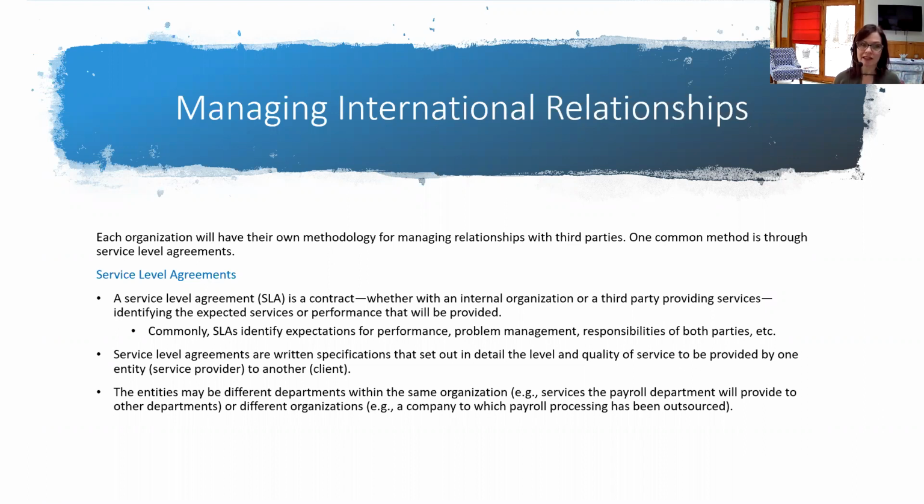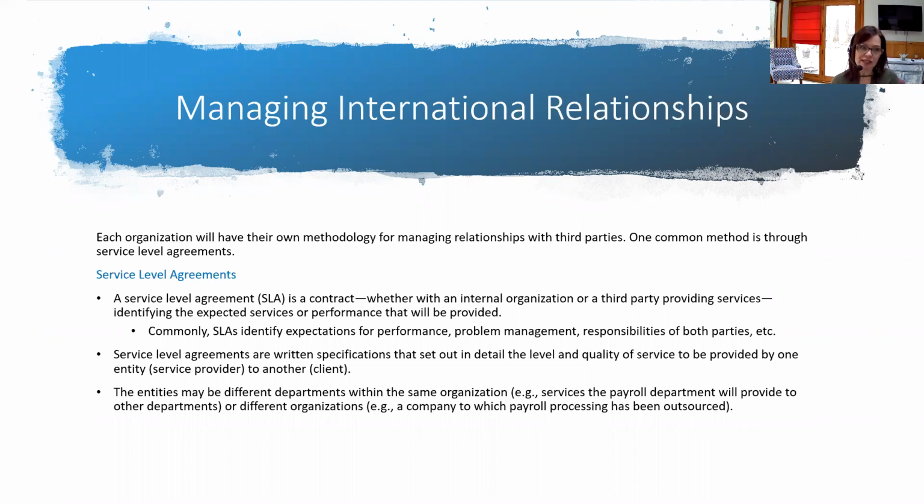So a service level agreement, an SLA, is a contract, whether with an internal organization or a third party providing services, identifying the expected services or performance that will be provided. Commonly, SLAs identify expectations for performance, problem management, responsibilities of both parties, etc. So if your SLA says you're required to give us 4 days notice to do X, Y, and Z, and they give you 3, you then have a leg to stand on. You can say, okay, well, you didn't fulfill your part, so now we might need to change things. It's just basically keeping the two parties in check and making sure you're following all the rules that you set forth at the very beginning.